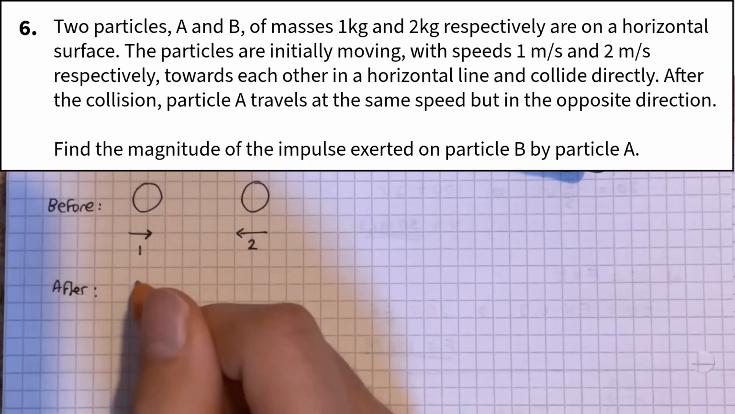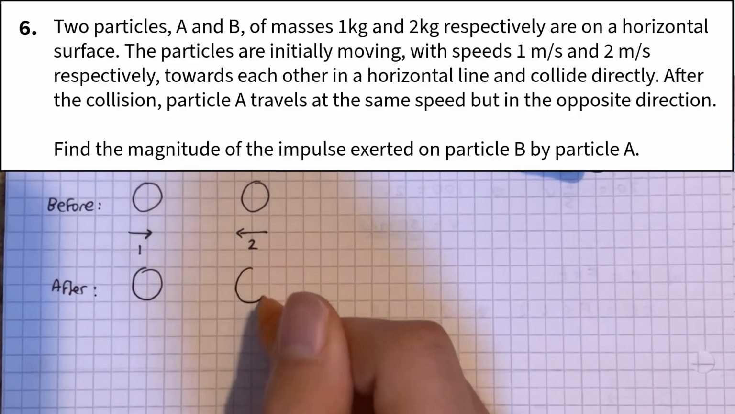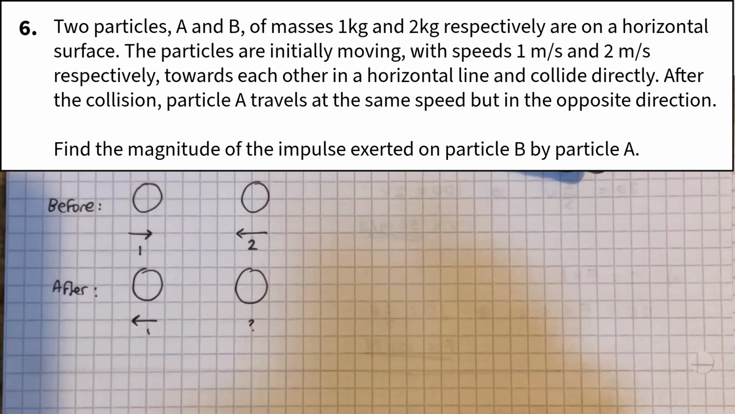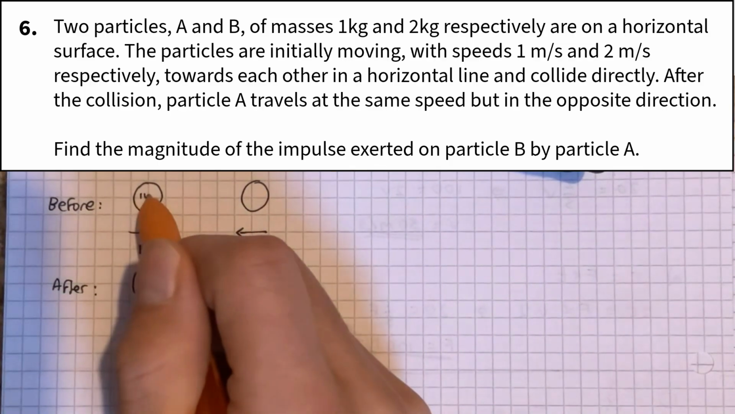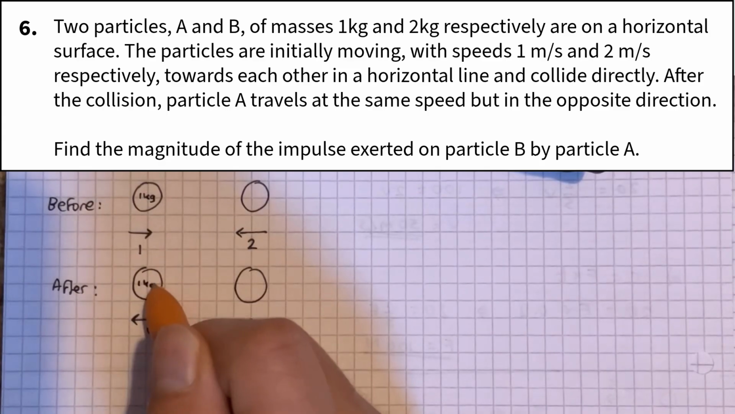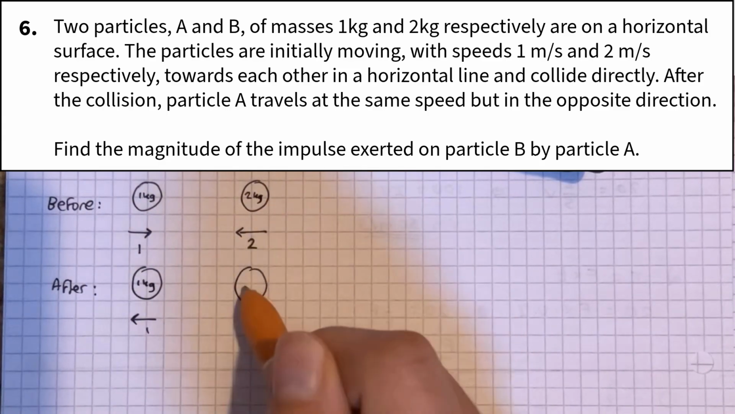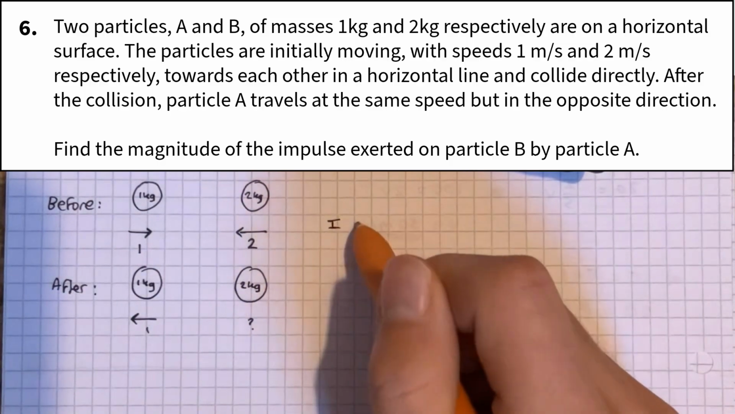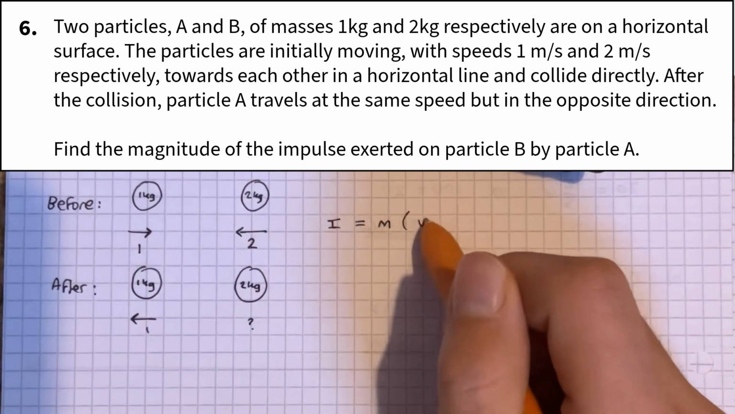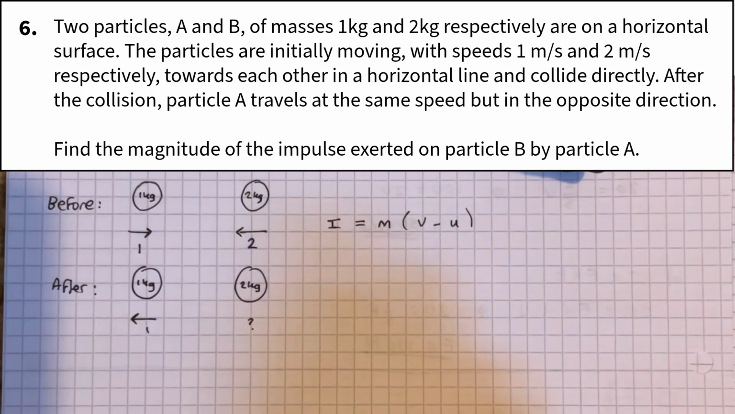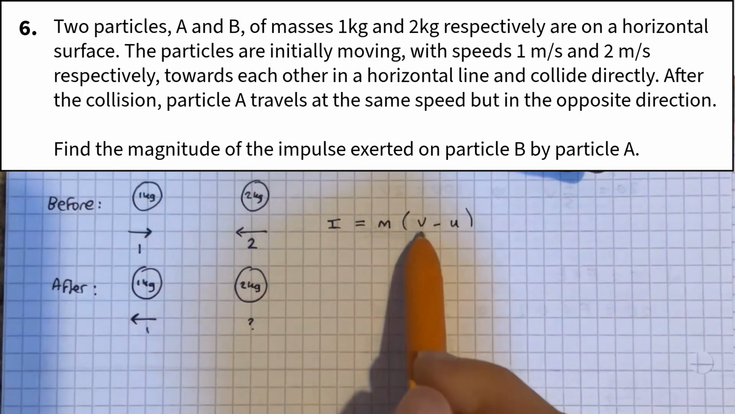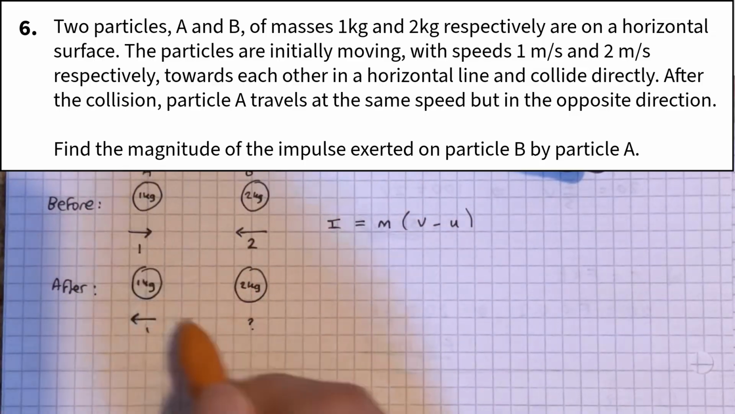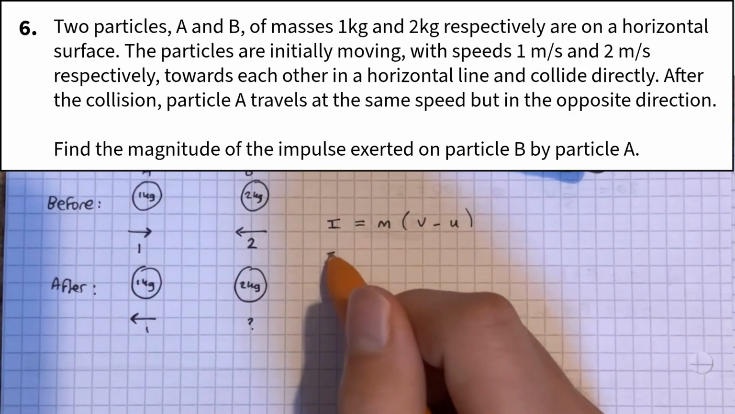Afterwards, once they hit, they bounce back off each other. A travels towards the left, so it reverses direction. We don't know about B. We'll have to wait till the next part of this chapter to find out what happens to B. I'm going to quickly add the masses in here and just label them A on the left and B on the right. So we only have the velocities u and v for the particle A, so we can only consider the particle A when we do this equation.